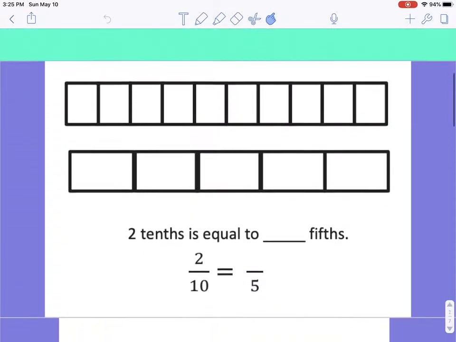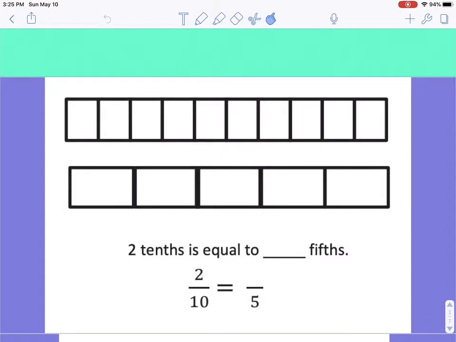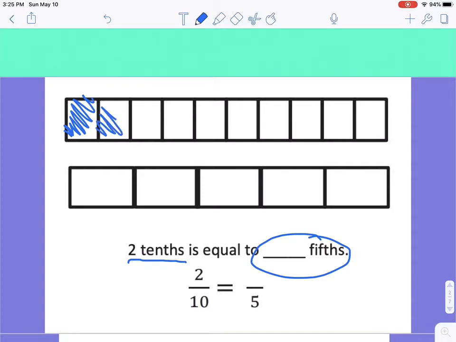Okay, so this is kind of starting out on the easier side. I'm given 2/10. 2/10 is equivalent or equal to how many fifths? That's something I need to figure out. It's giving me one piece of the puzzle and I have to figure out the missing pieces. So up here I have 2/10. I'm going to shade that in just so I can see how many fifths are equivalent.